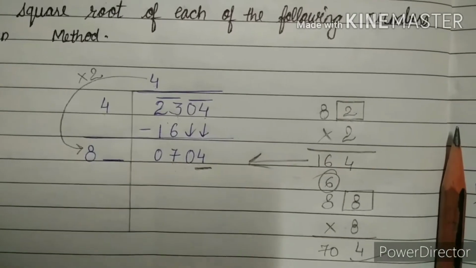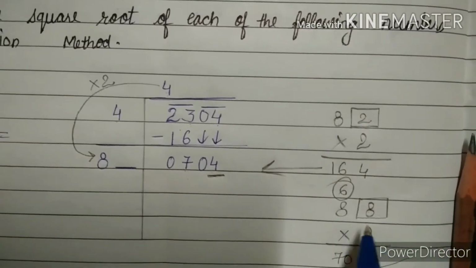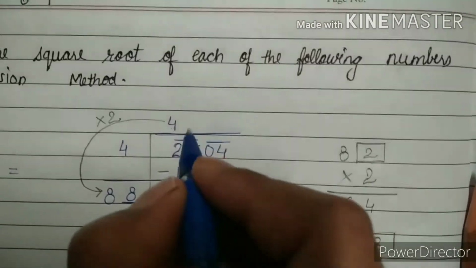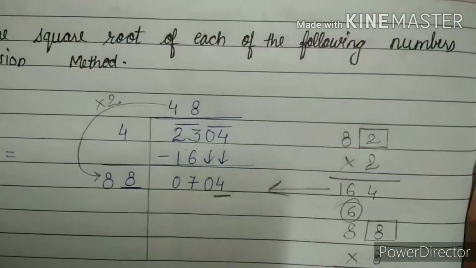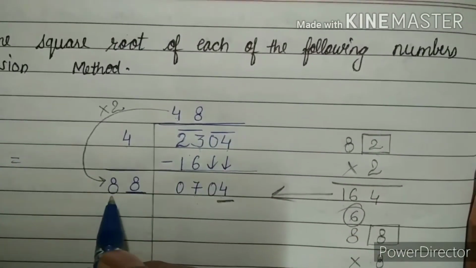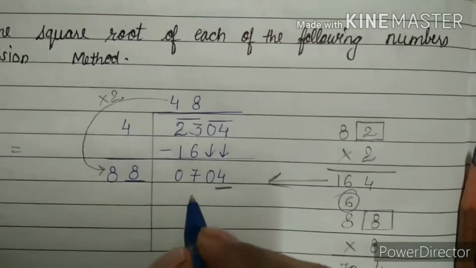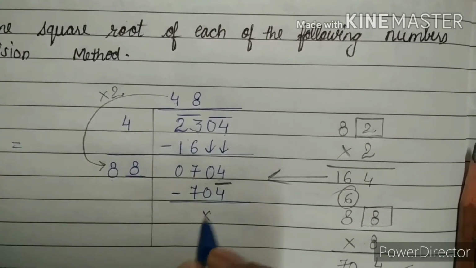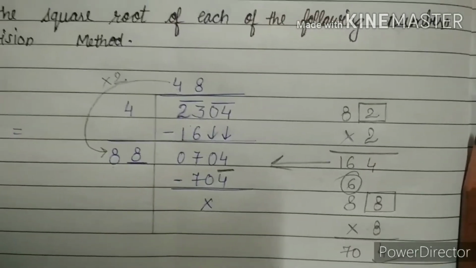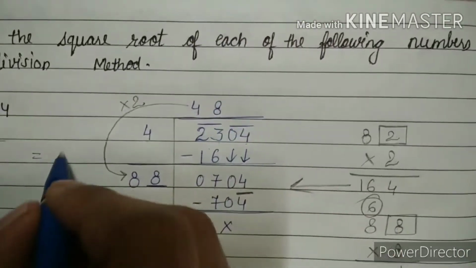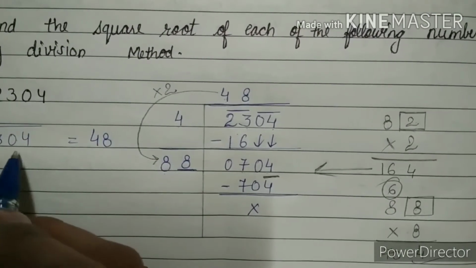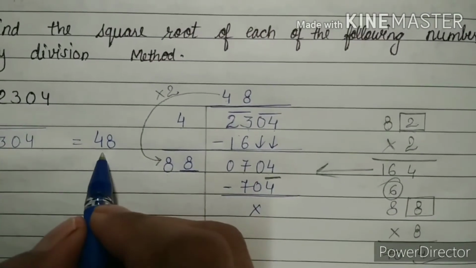So what we have to put? We have to put 8 here, and this multiple 8 will go upside. After multiplication, 88 into 8 is 704. After subtraction, no value is left. Now, what is the answer? The answer is 48. It means the square root of 2304 is 48.